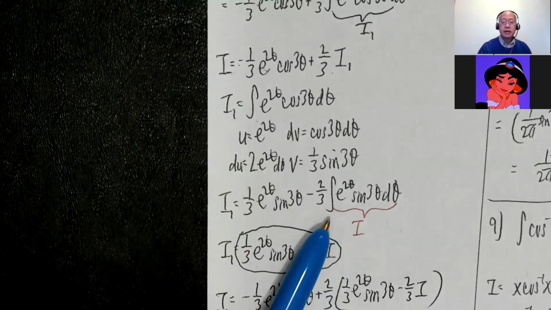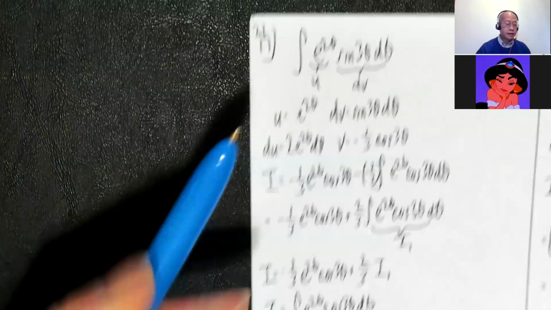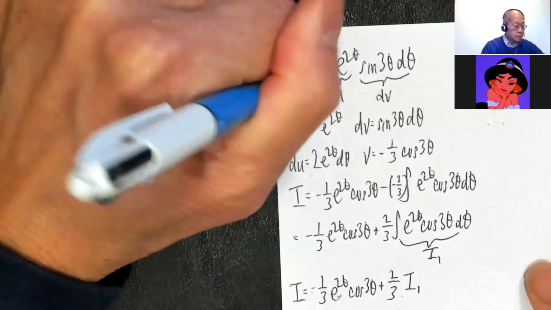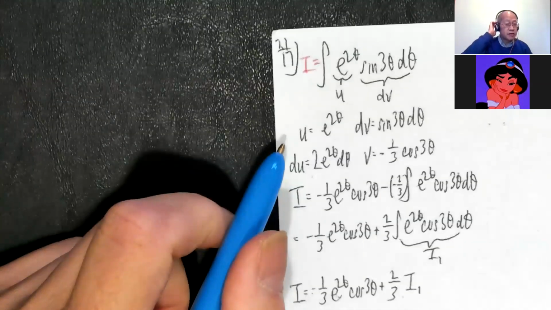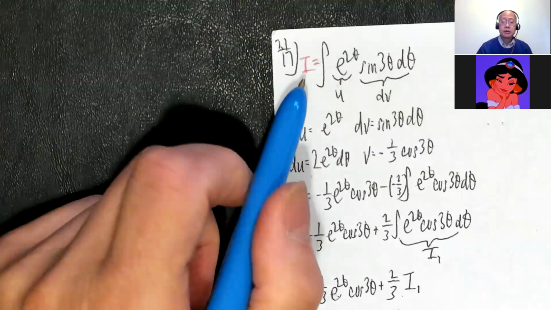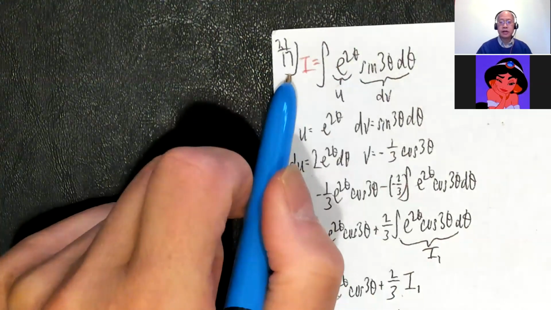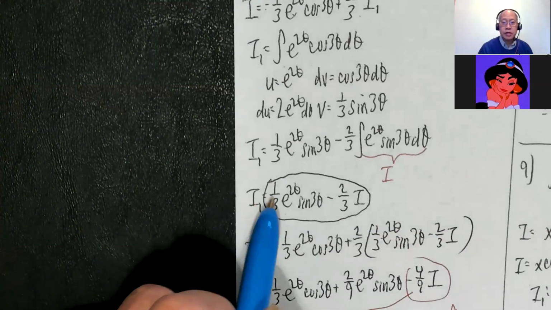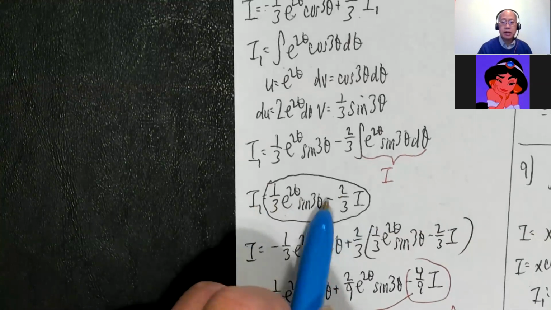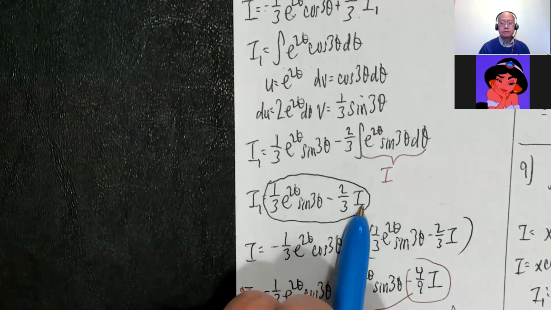The whole idea is when you plug back in, label this as I. This is the same as the original integral, right? I. So again, my definition of I is always the original integral. That's not everyone's convention. That's my own hangup. I mean, it saves you from writing the original all over again. I just call it I. So in other words, I1 is 1/3 e to 2 theta sine of 3 theta minus 2/3 of that. And that is just I.